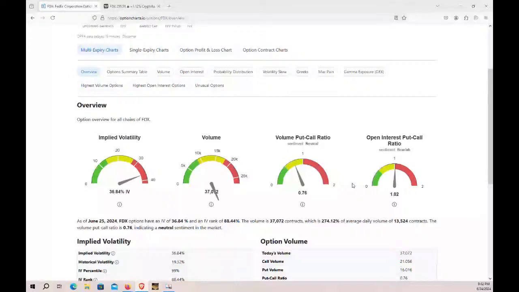What I took a note of over the weekend was 0.96 neutral and 0.87 on the volume. Open interest is 0.96. So it increased a little bit in open interest, and actually decreased a little bit in the volume. It was 0.87, now it's 0.76.